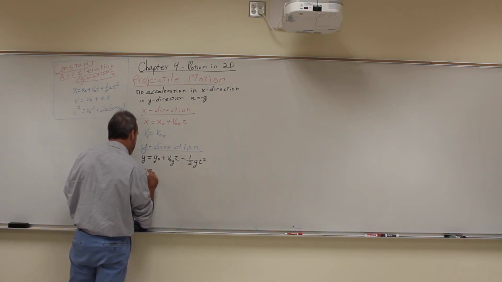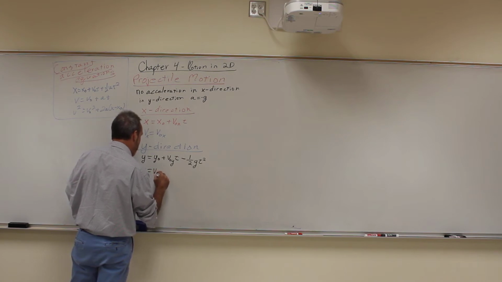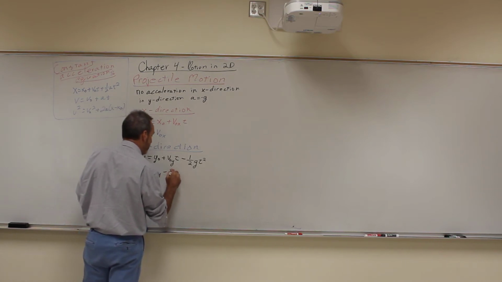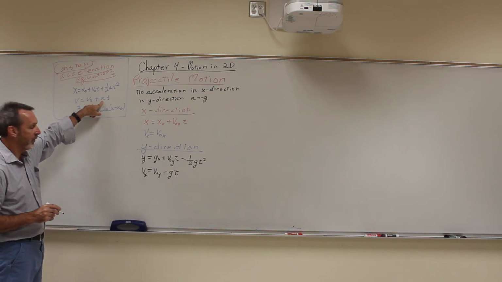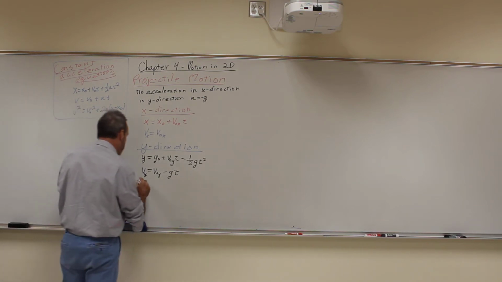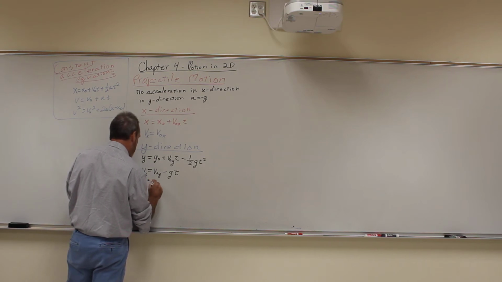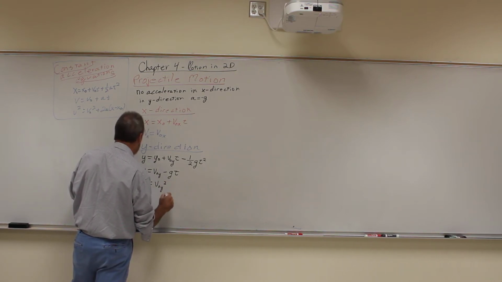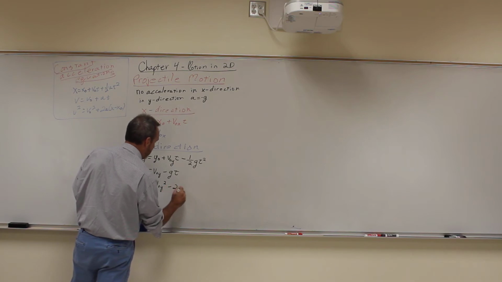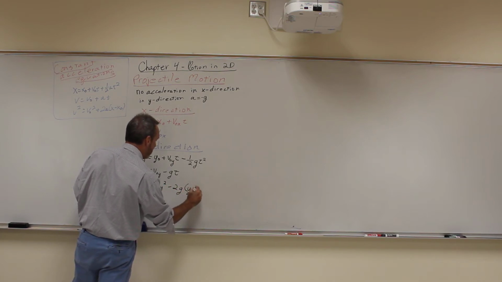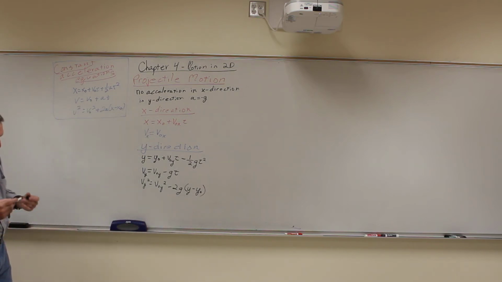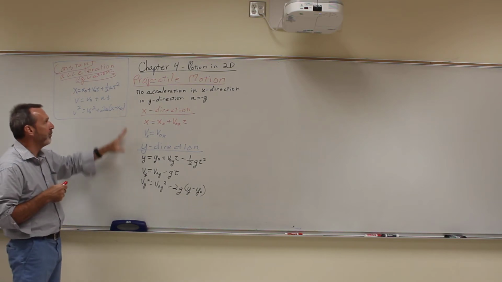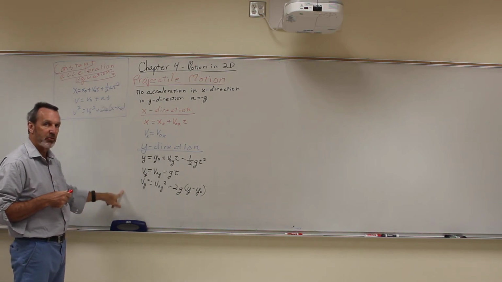And then we have the velocity in the y direction is v naught y minus gt, because our acceleration becomes negative g. And then the last one becomes vy squared equal to v naught y squared minus 2g times y minus y naught. All right, so those are the constant acceleration equations now specifically for projectile motion.